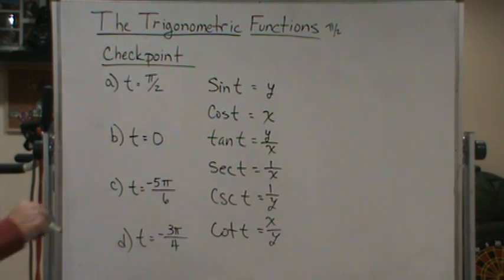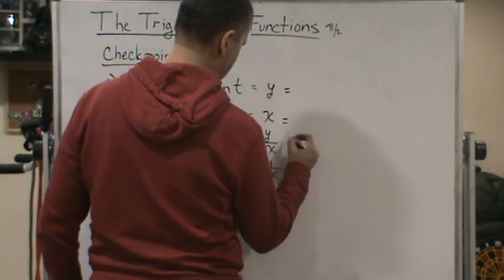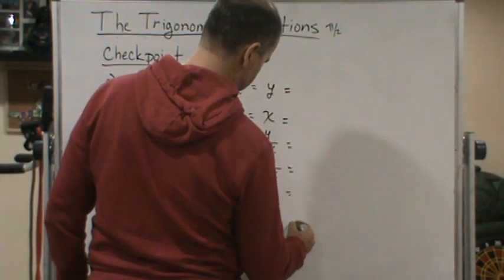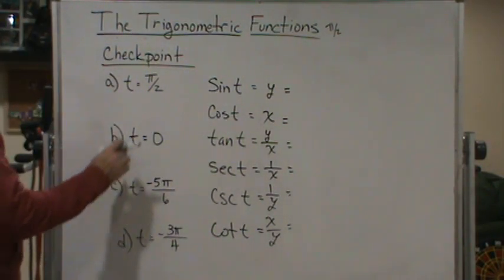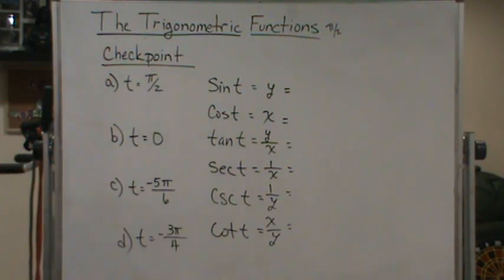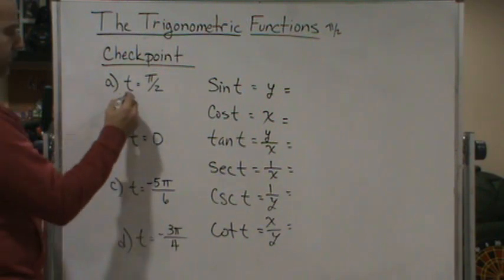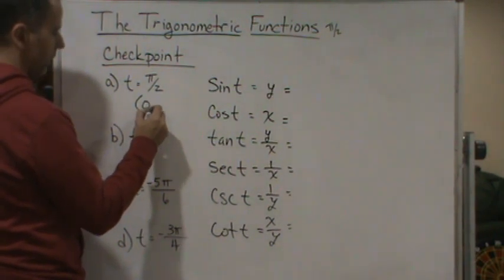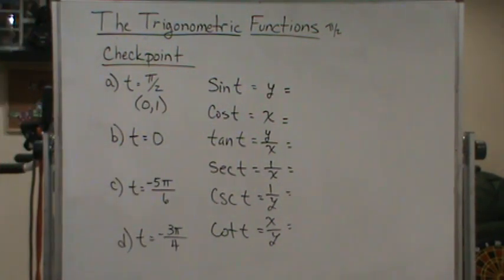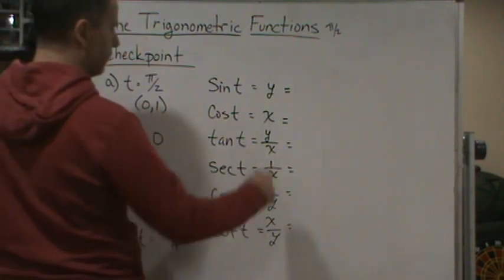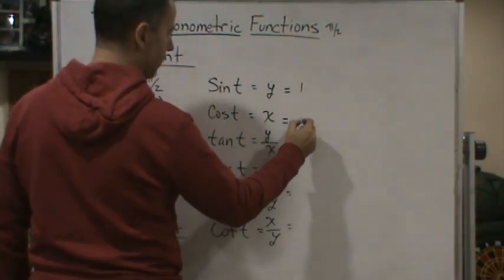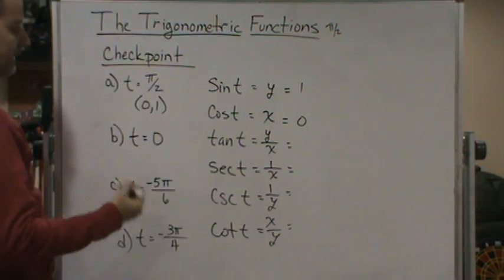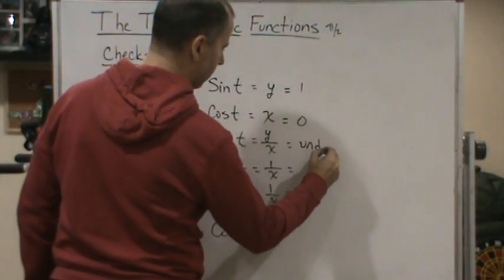Now, all I'm going to do is fill in based on the coordinates of each angle. So this is where, again, the unit circle comes in. This is pi over 2, which corresponds to a 90-degree angle, which is going to correspond to the 0, 1 coordinate. It's at the top of the unit circle. So now all I have to do is plug in my values. So y is going to be 1, x is 0, so tangent is going to be undefined.